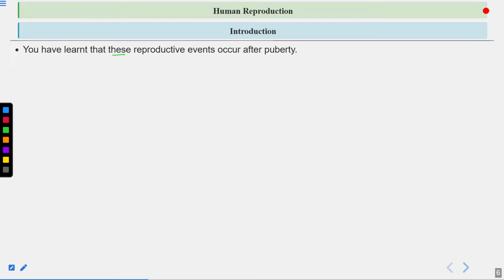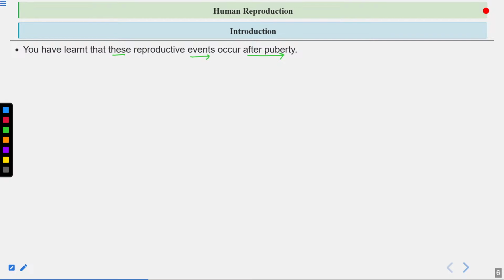You have learned that these reproductive events occur after puberty. So first of all, what is puberty? When an organism attains puberty, it means that the person has attained sexual maturity. The person is reproductively active. It is sexually mature. It can give rise to offspring.